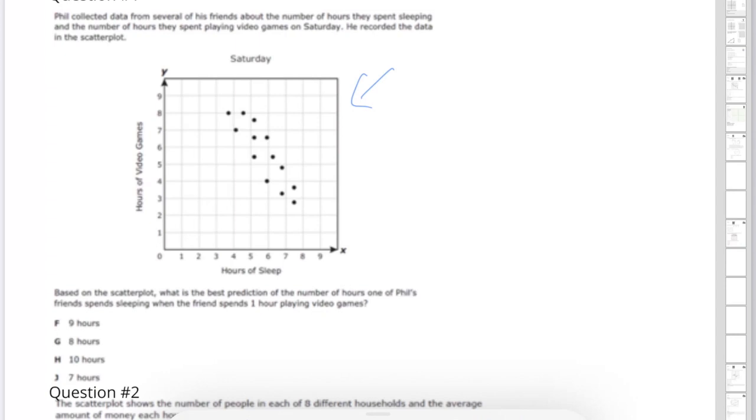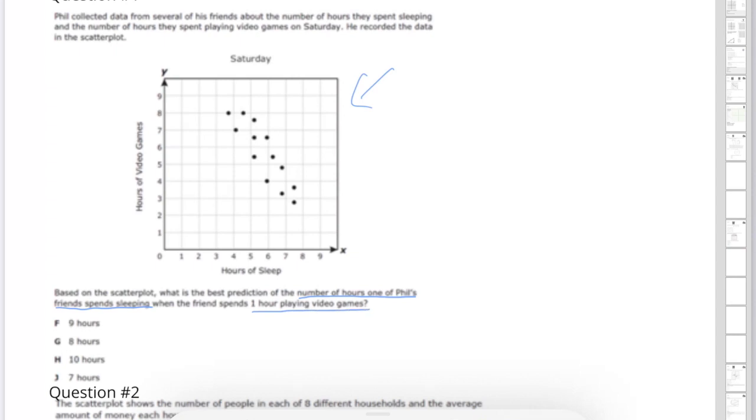That's our scatter plot. All right, and then it says, based on the scatter plot, what is the best prediction of the number of hours one of Phil's friends spends sleeping when the friend spends 1 hour playing video games? So we'll take that question in one more time. It says, based on the scatter plot, what is the best prediction of the number of hours one of Phil's friends spends sleeping when that friend spends 1 hour playing video games?